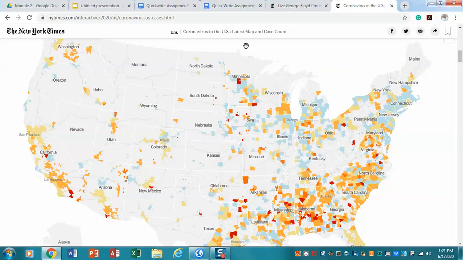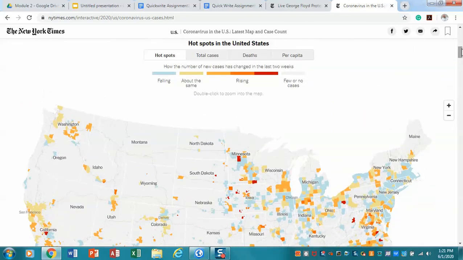So in this case, the enumeration unit is a county, and again, rather than using a dot that gets bigger or smaller as our symbol, we're actually using color codes. And if I were to move up a little bit on this, you'll see that in this case, it's an interesting idea. They're not using a classification that is numeric. They're simply saying whether it's rising, falling, or about the same. So classifications can also be kind of qualitative rather than numeric.